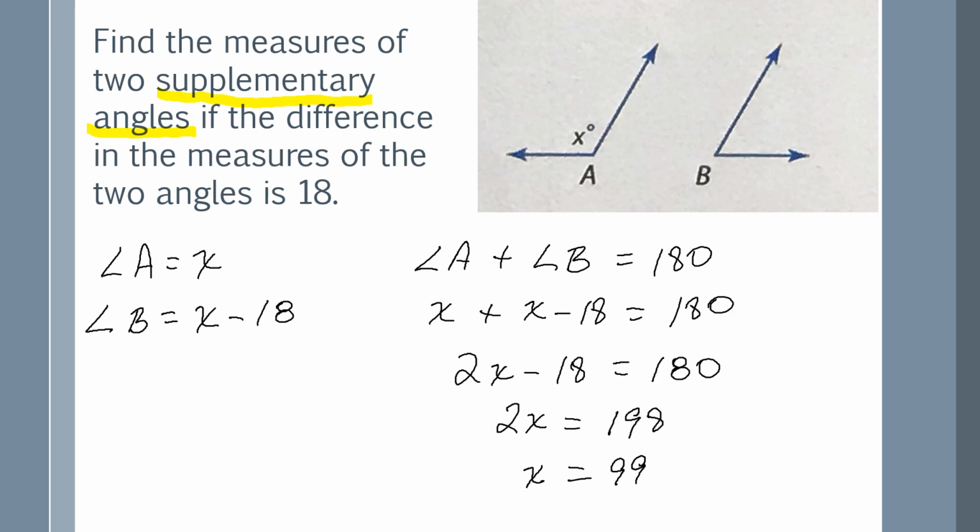So angle A is X, that's going to be 99. Angle B is going to be 99 minus 18, so that's going to be 81. To double check, I can say 99 plus 81, does it add up to 180? And it does.